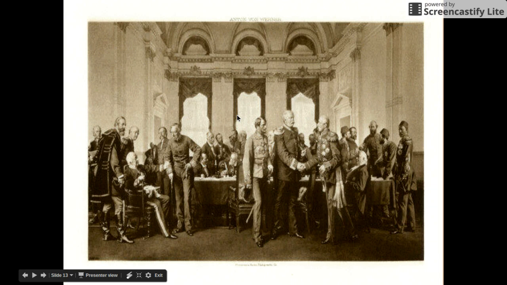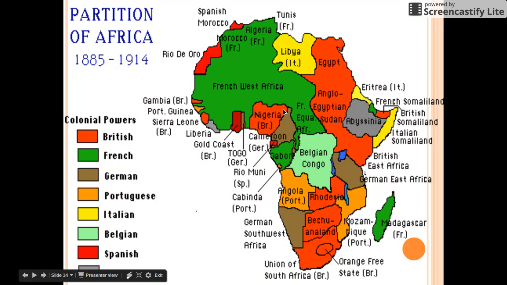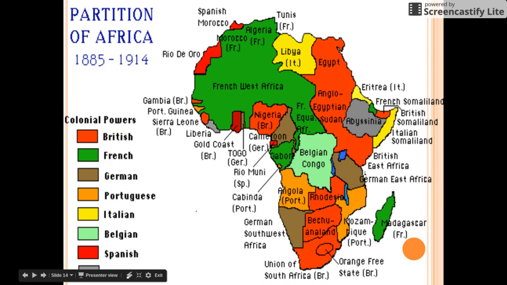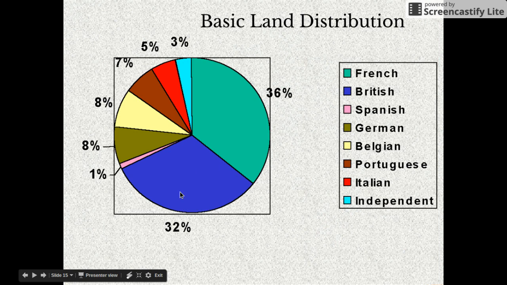All right, this is just a recreation dramatically of what that meeting might have looked like. This is a breakdown on the map of all the different land claims. And this shows the basic land distribution. So the French ended up with the biggest land claims. If you look back on the map, you can see there. And then, of course, the British were close behind, and then these other less powerful countries had their own claims.